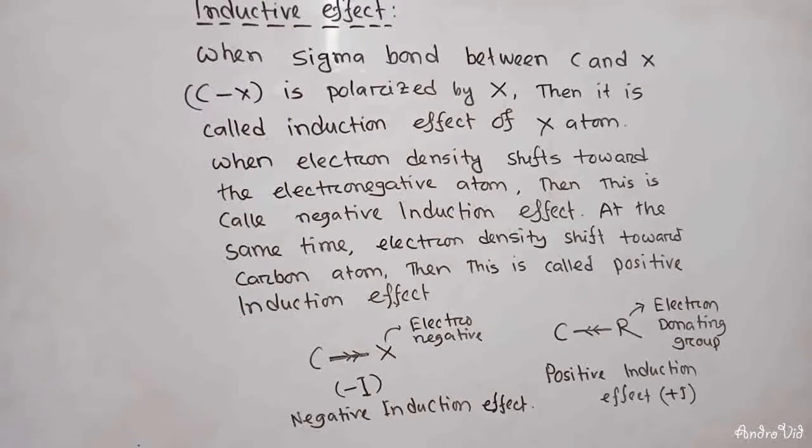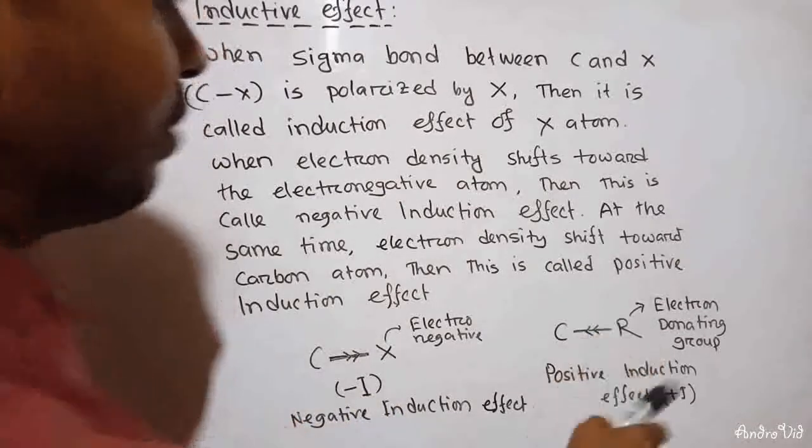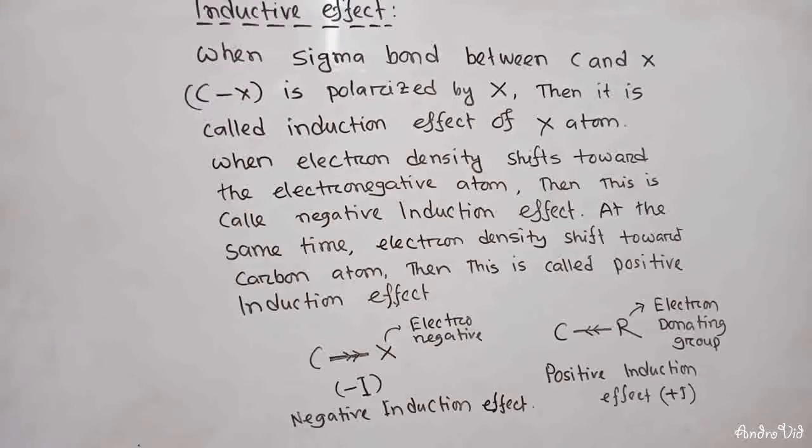It can be of two types: positive induction effect and negative induction effect. In that case the sigma bond must be between carbon and an electronegative element, or carbon and an electron donating group. It is denoted by I. Negative induction effect is denoted by minus I, and positive induction effect is denoted by plus I.